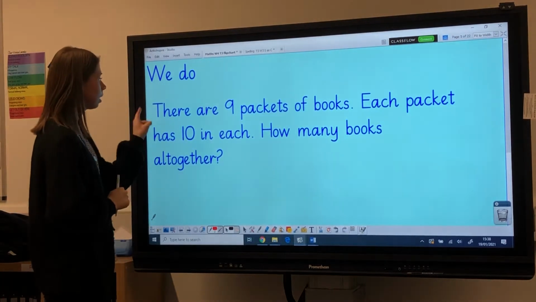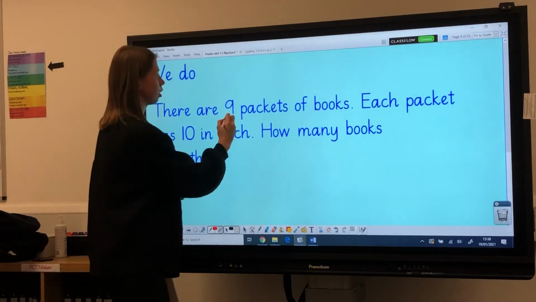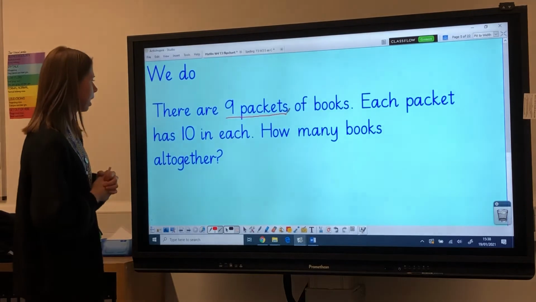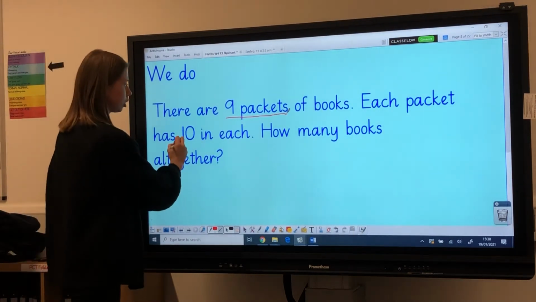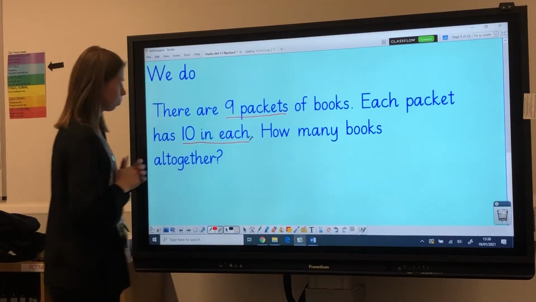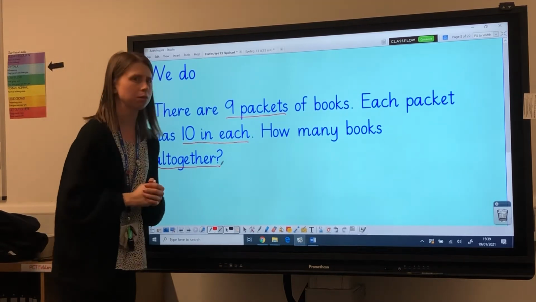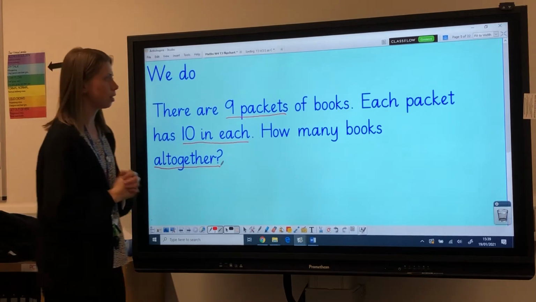So there are 9 packets of books. So I know there are 9 packets. There's 9 groups of something, and each packet has 10 in each. So there are 10 books in each packet. How many books all together? So we're going to find out how many books there are all together in the 9 packets.